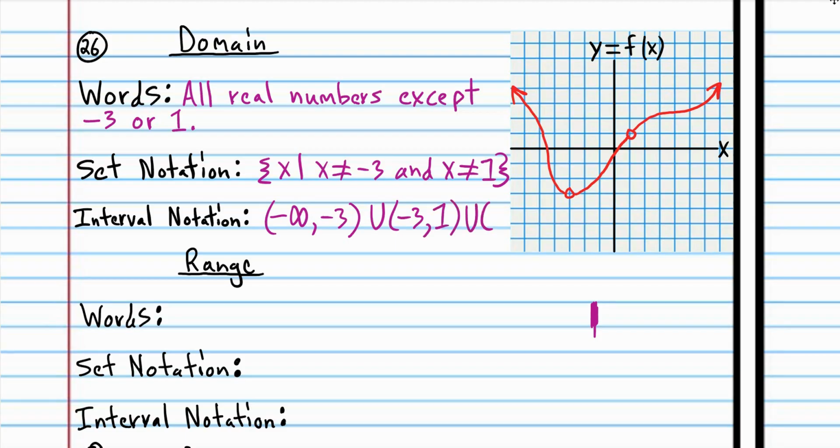So there's a lot of intervals here that we have to write. And then 1 comma infinity. So we had 3 intervals there. 1, 2, 3. So interval notation is pretty useful in that case.